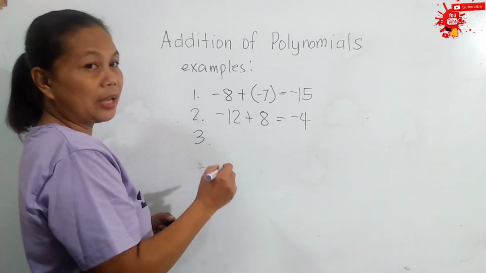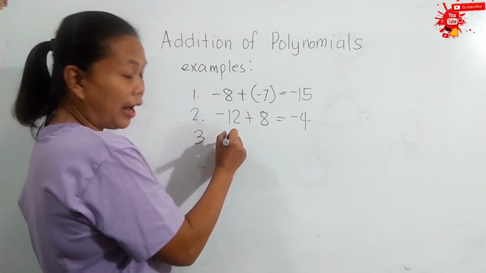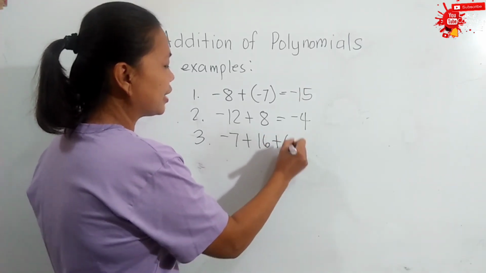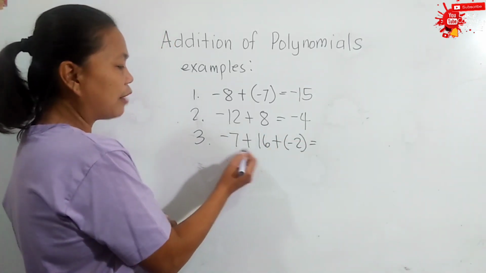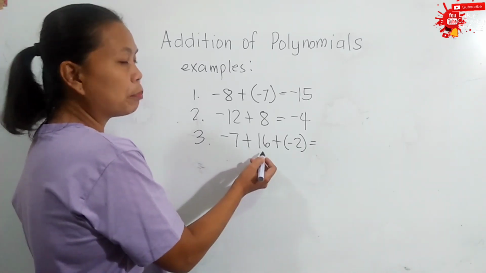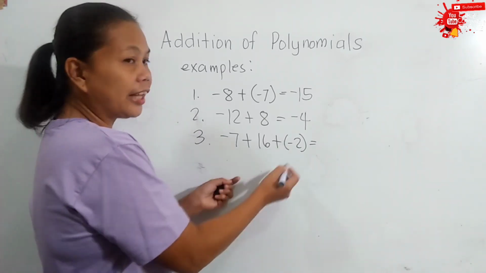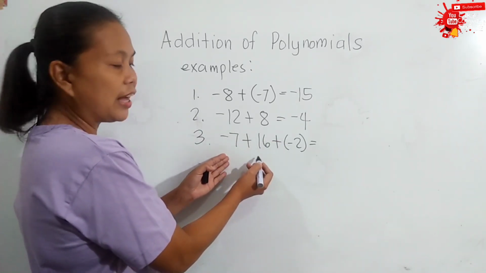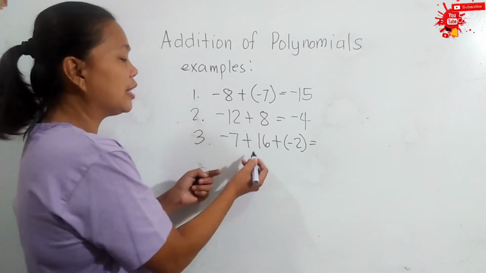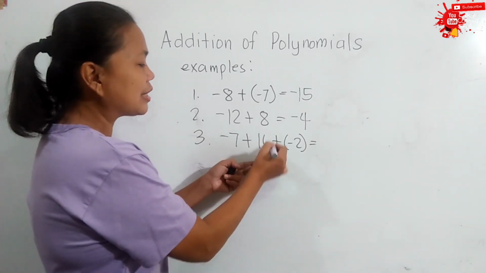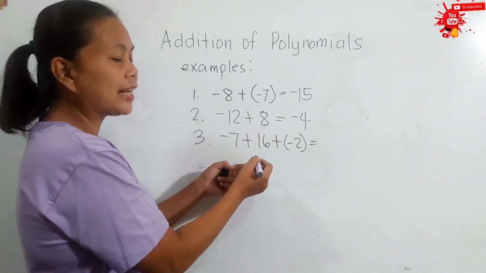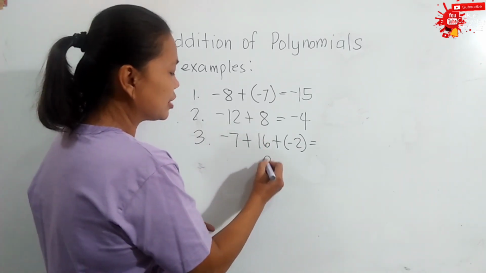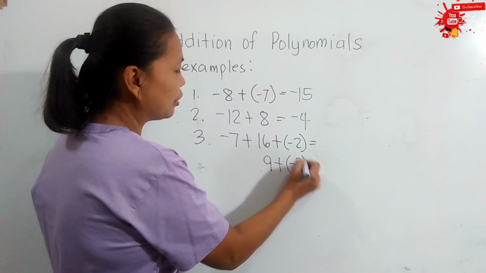Another example, say we have negative 7 plus 16 plus negative 2. First, we add these two, negative 7 plus 16. We add one at a time. We have different signs, so we subtract their absolute values. 16 minus 7 is equal to 9. Then we follow the sign of 16 because 16 has the greater absolute value, and its sign is positive. So the answer is positive 9 plus negative 2.